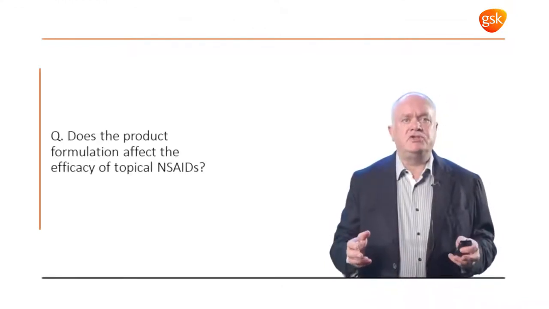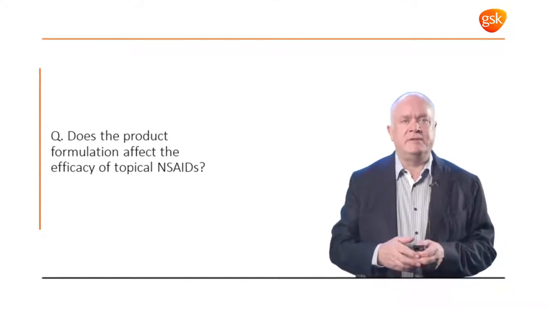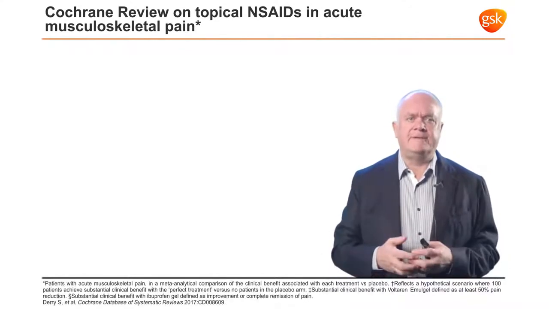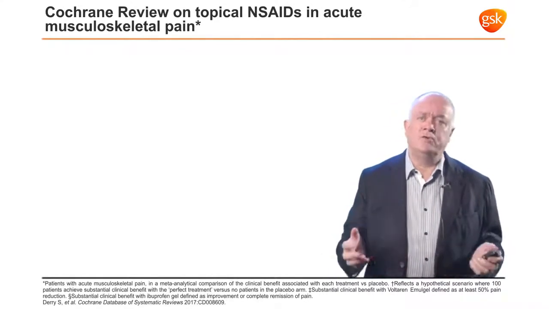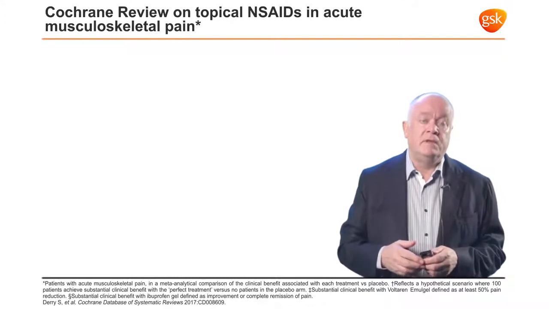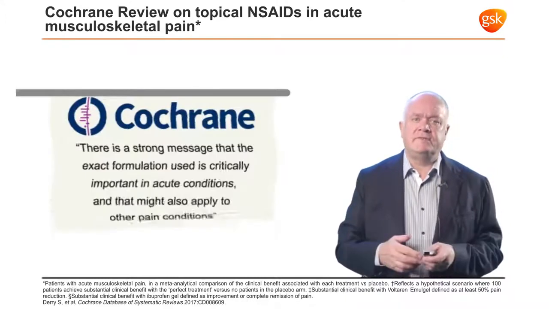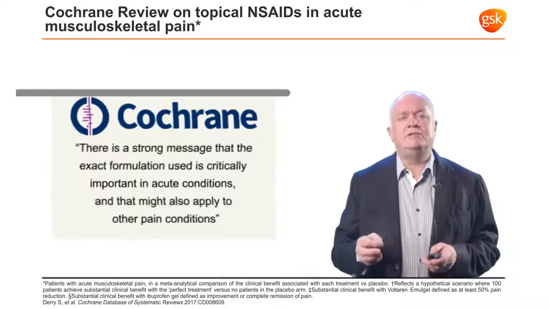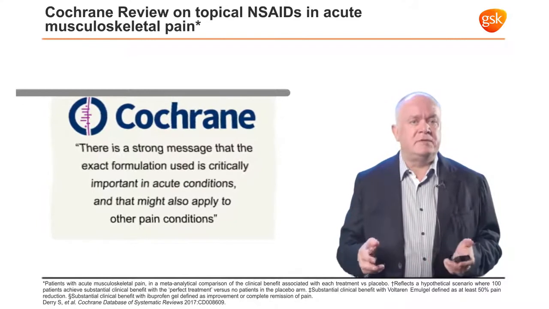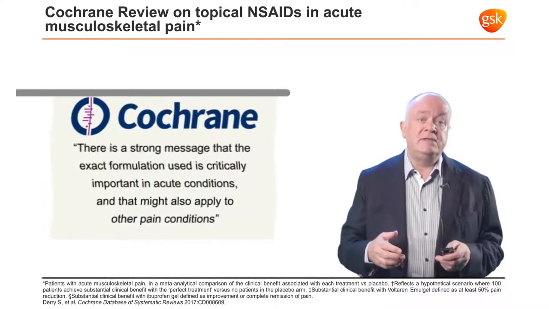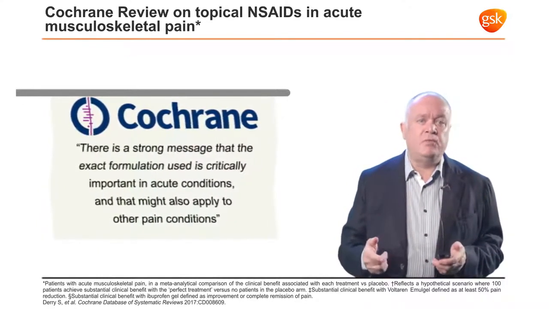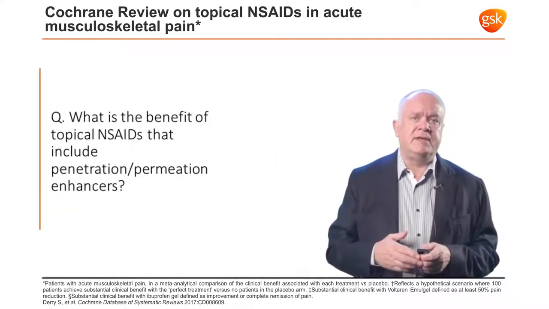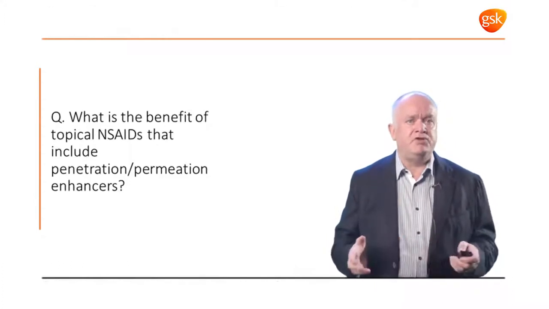Does the product formulation affect the efficacy of topical NSAIDs? As with oral NSAIDs, topical formulations vary in their efficacy, and it goes without saying that not all topical NSAIDs are the same. In fact, a recent 2017 Cochrane review confirmed that diclofenac Emugel has the lowest number needed to treat value of the topical NSAIDs tested. This means that fewer patients need to be treated before one patient gets substantial pain relief. What is the benefit of topical NSAIDs that include penetration permeation enhancers?